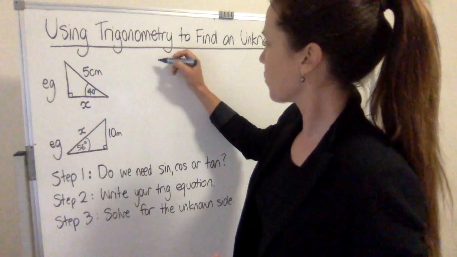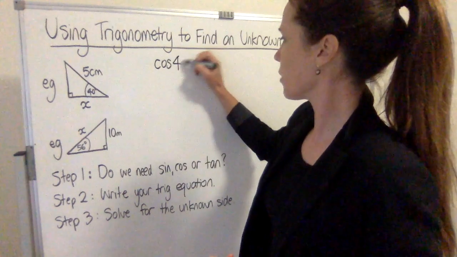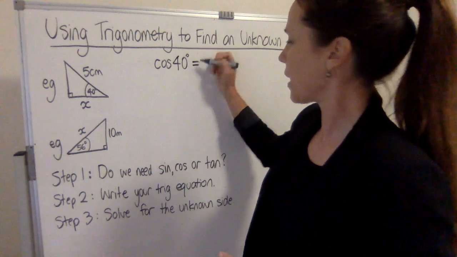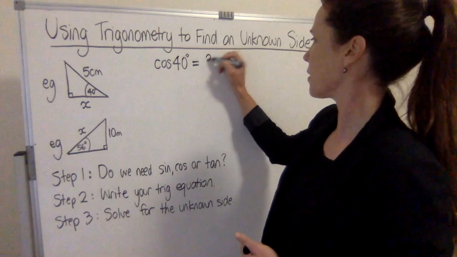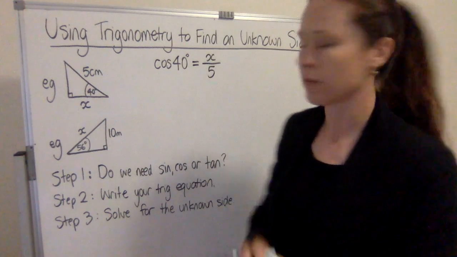So here's how you do it. You've picked that you're using cos. So write cos, write the angle that you are finding. And then we know that the cos of a certain angle is the adjacent side, in this case x, over the hypotenuse, which is 5.